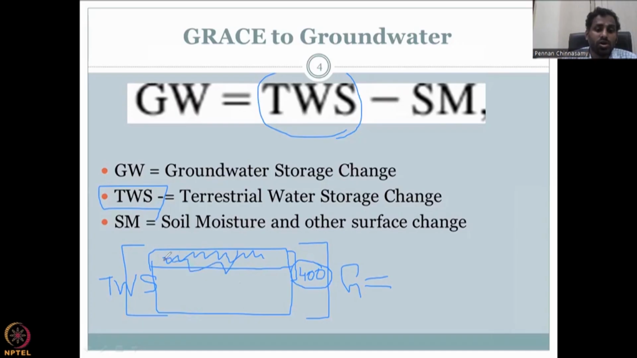I will subtract the soil moisture change. So now what happens is the TWS change and soil moisture change is taken out. The remaining is only the groundwater change. Okay, it's a very simple hydrological balance that you have, because when you have the hydrological balance, let me type it here just so that we can quickly look at it.